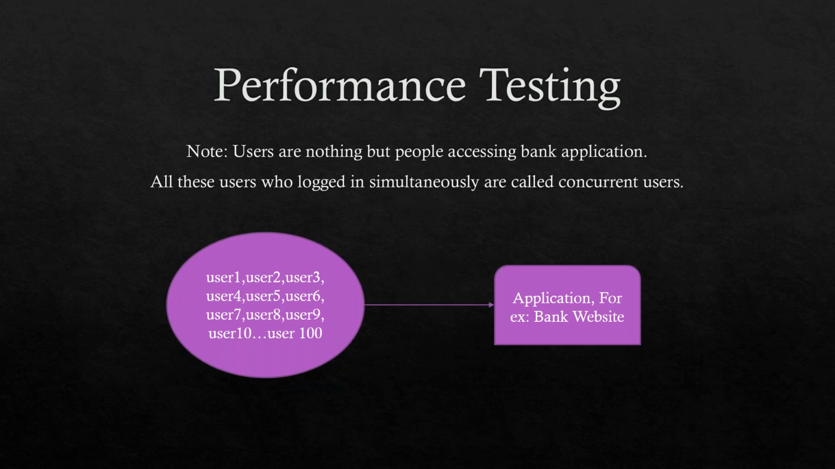Now, when all these users are accessing this bank application simultaneously, as a performance tester, what are we verifying? When we are testing the application for performance using concurrent users, we are verifying the response times, right? How much time it is taking for downloading a bank statement, how much time it is taking for transferring money from one account to another account, how much time it is taking for checking the bank balance. So all these things we are verifying. We are testing the performance of all these functionalities, right?